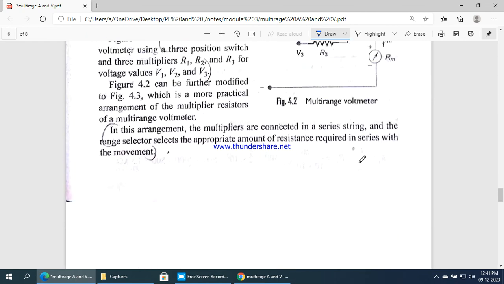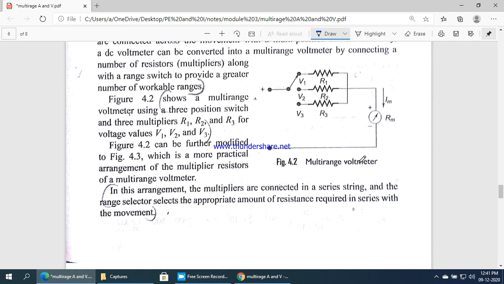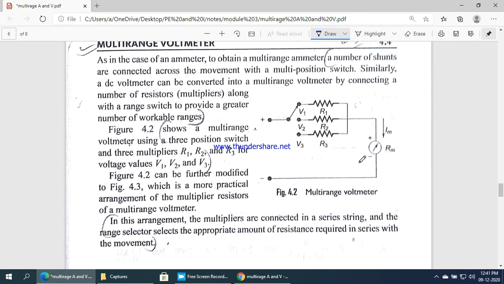So this is the general multi-range voltmeter. In this arrangement, multipliers are connected in series with a string. This we call a series string connection. So here in this arrangement, multipliers are connected in a series string.